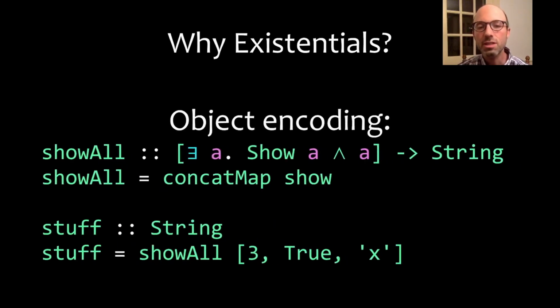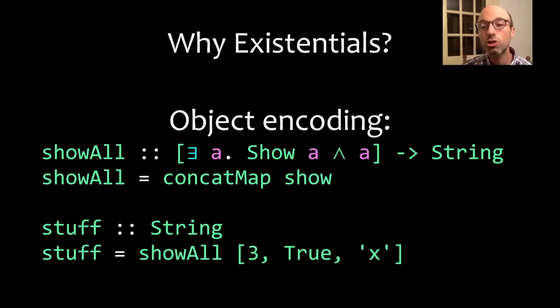So this first example I call an object encoding. It's a way of mocking up object-oriented types in a strongly typed functional programming language like Haskell. The idea here is that we can have a show-all function that takes a list of this existential type. Each element in the list has some type A. Each A can be different, but each one has to have a Show A instance. In other words, each one can be rendered out to a string. Then the body of show-all can show each element individually and concatenate all the results together.